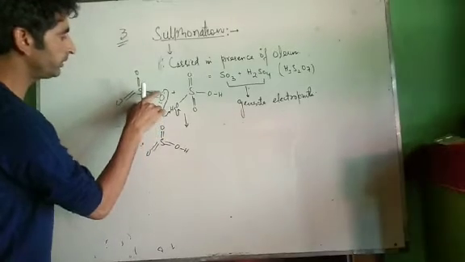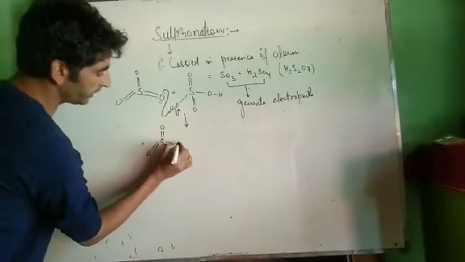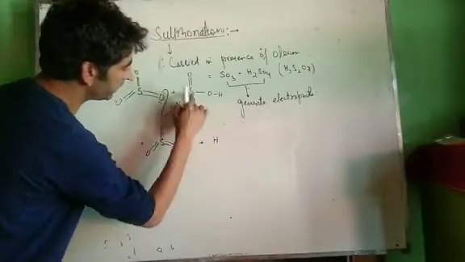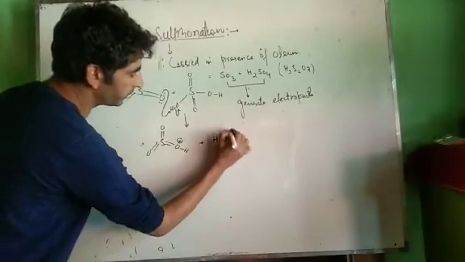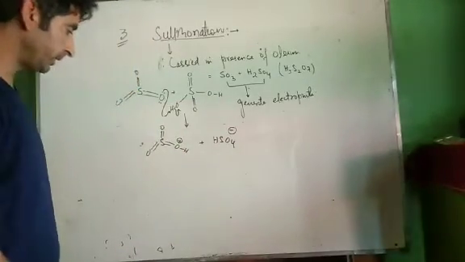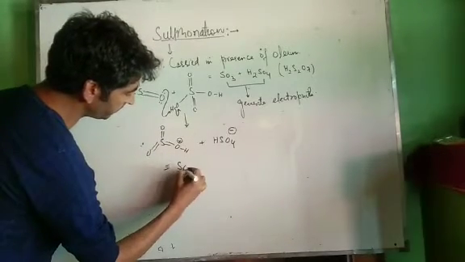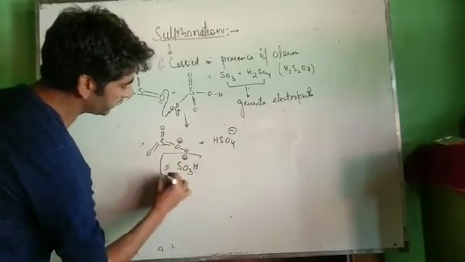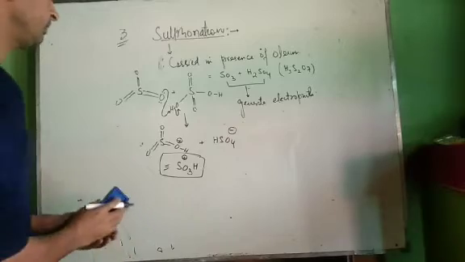Now a positive charge will be created on this oxygen atom. Why? Because the lone pair of electrons attacks the proton. Plus we get HSO4 negative, H, S, O4 and negative. This is a base. Now we can write this species like this, SO3H positive. Now this is our electrophile. We have generated the electrophile over here. Now this electrophile will attack haloarenes.